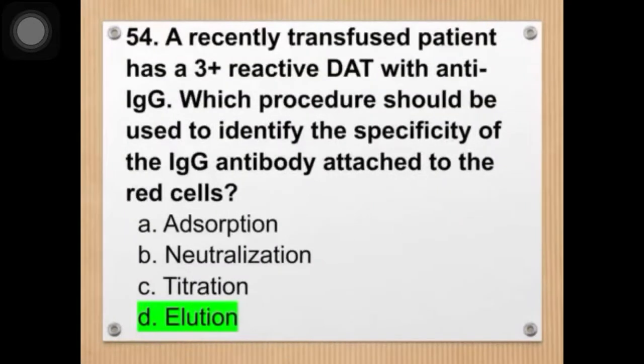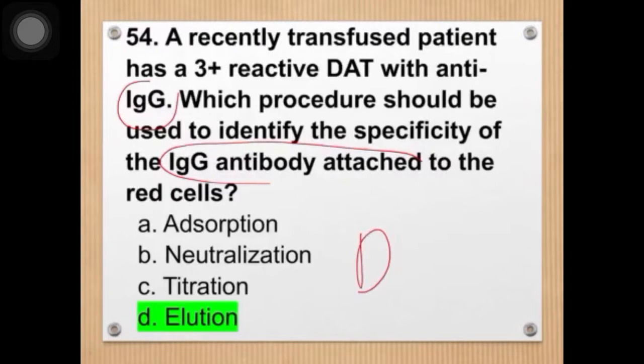Number 54, a recently transfused patient has a 3+ reactive DAT with anti-IgG. Which procedure should be used to identify the attached IgG antibody? Ngayon po yung red cell may attached antibody. Gusto nyong malaman anong nature ng IgG coating the red cell. Ang gagawin po natin dito, paghihiwalayin po natin yung antigen at antibody. Anong tawag po sa step na to? Breaking of bonds between antigen and antibody, elution. Correct answer 54, letter D.